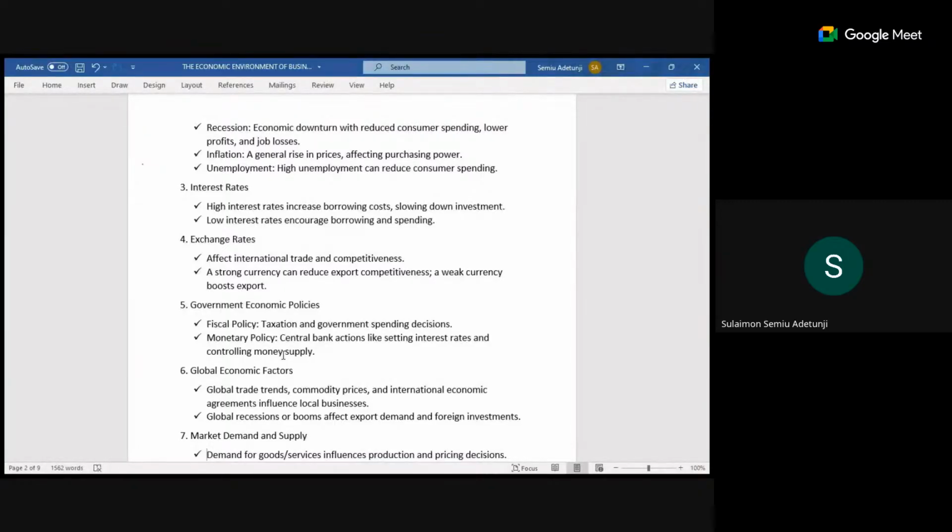The fiscal policy has to do with the taxation part of the policy and the inflation part of it. Then the monetary policy looks like the interest rates that the CBN will be giving to the banks, then controlling the total money within the circulation.